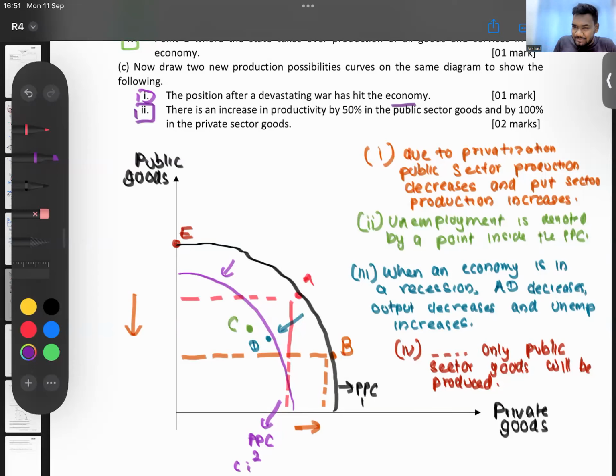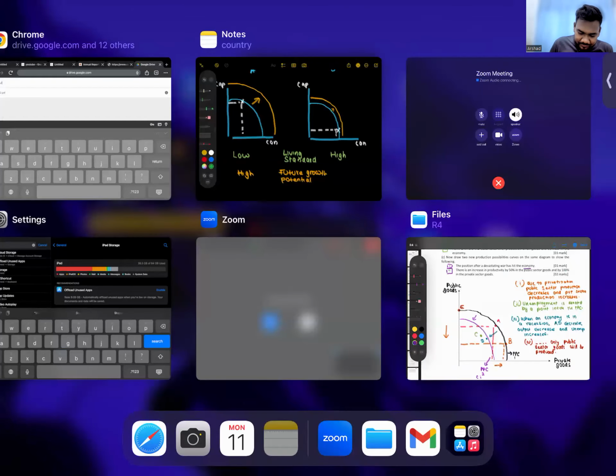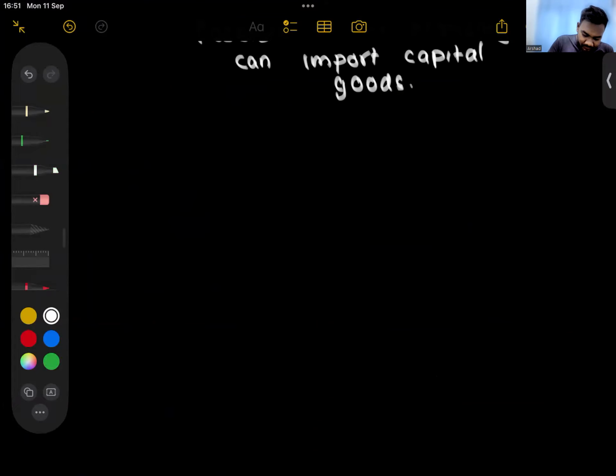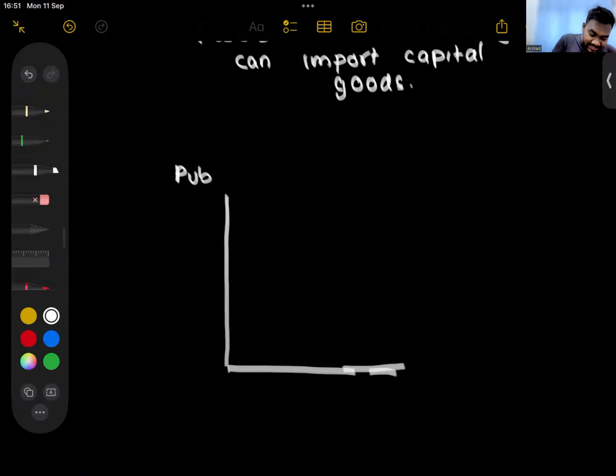I'll show that on a separate diagram, because if I put this in here, it will get a little messy. Watch carefully. Let's say this is our PPC. We had public goods on this axis, private goods on this axis, and then the PPC. So what is the question saying? Question is saying there has been an improvement in productivity of public goods by 50%.